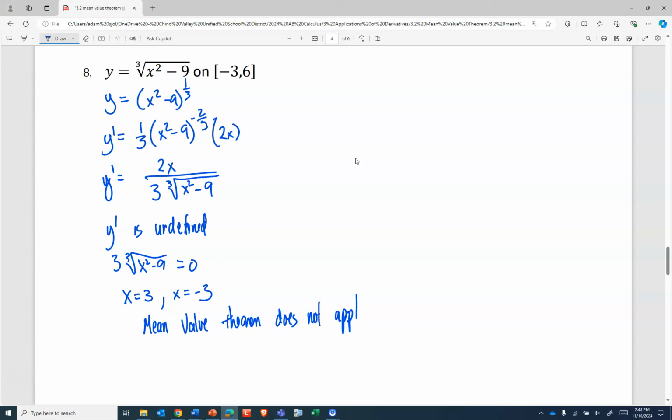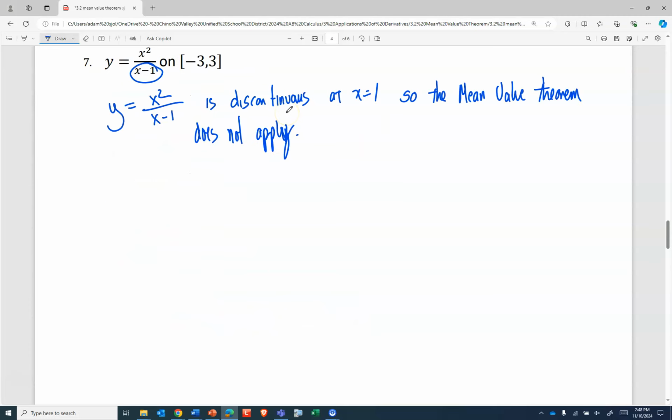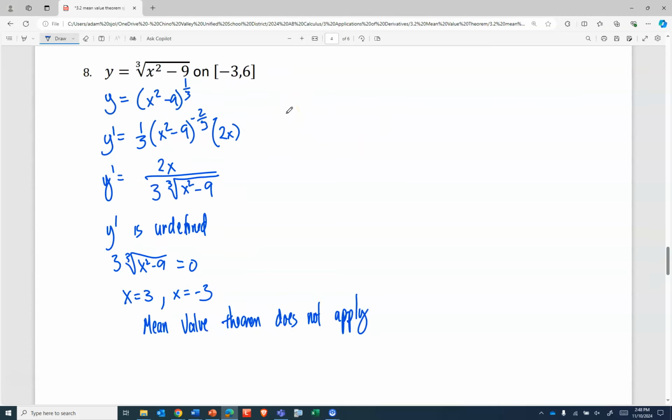So on the last one, we said our graph was discontinuous. Now here our graph is going to be continuous everywhere, even though we don't know that graph. You can check it out, graph it on Desmos or your calculator. What do we know? y equals the cube root of x squared minus 9 is not differentiable at x equals 3.